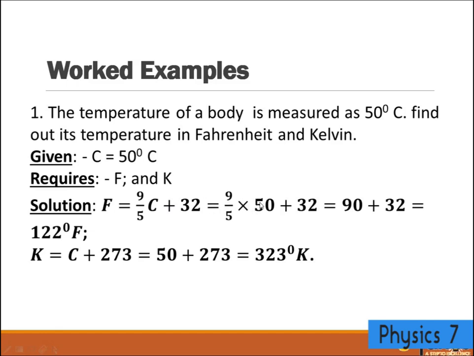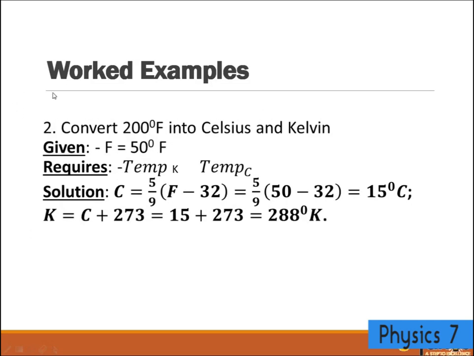And if we substitute in the value for the temperature in Celsius, which is 50, into the expression, we get that the temperature in Fahrenheit is equal to 9 over 5 times 50 plus 32, and that will give us a value of 122 degrees Fahrenheit. And similarly, if we wanted to determine the temperature in Kelvin, we would use the expression that K is equal to C, which is the temperature in degrees Celsius, plus 273. The temperature in Celsius is equal to 50 degrees. Therefore, the temperature in Kelvin is equal to 50 plus 273, and that will give us a value for the temperature in Kelvin of 323 degrees Kelvin.